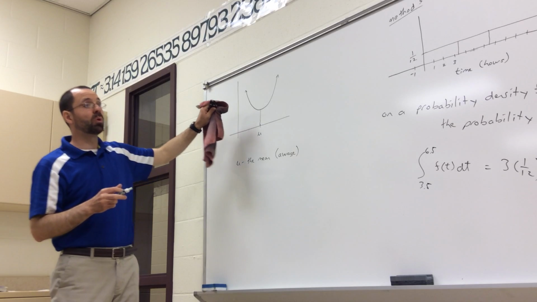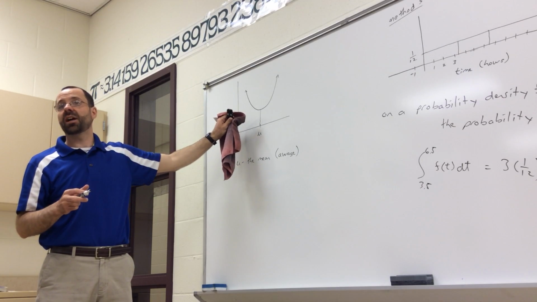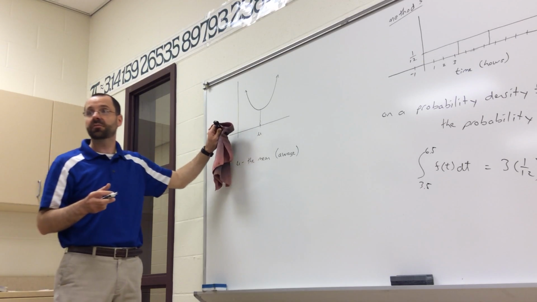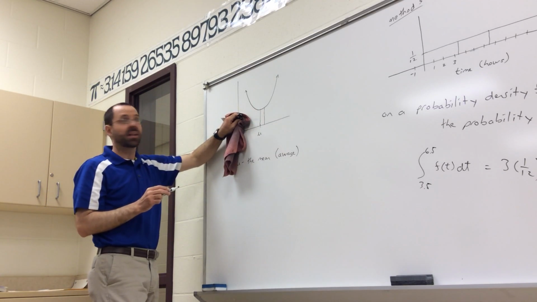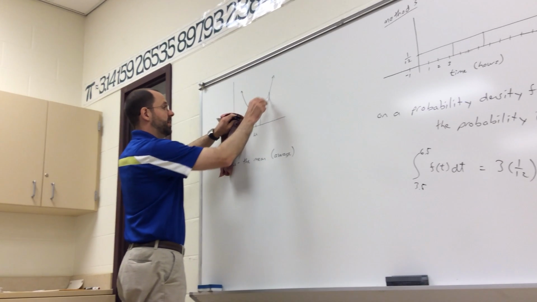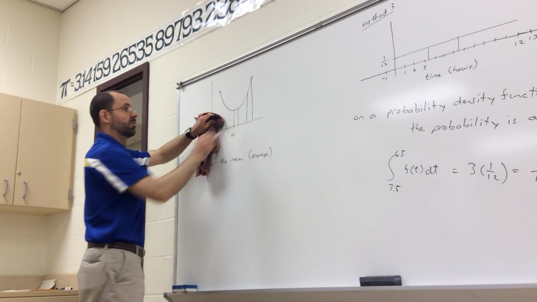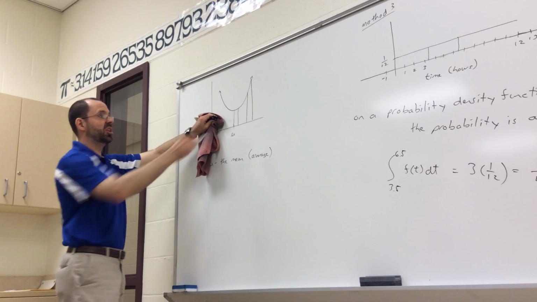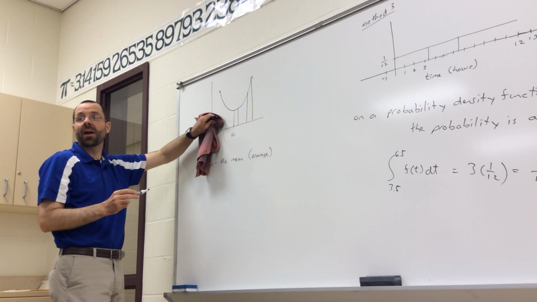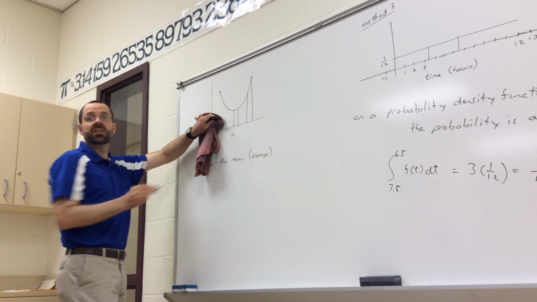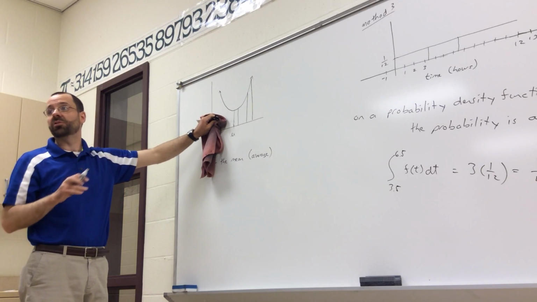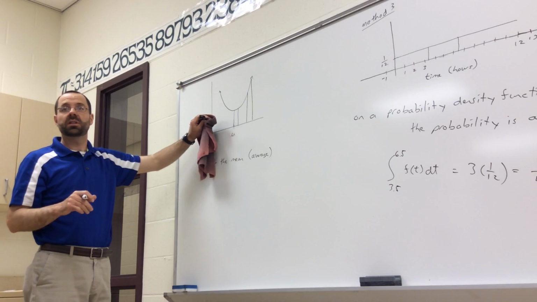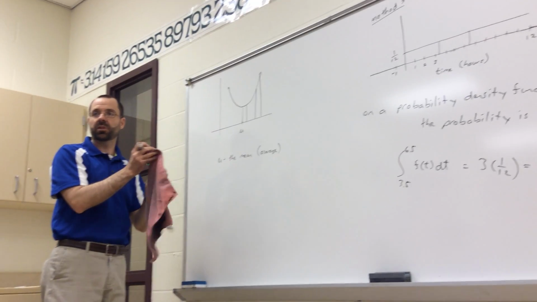Okay, but is it more likely to be close to average as opposed to far away from average on this graph? No, because if you find the area close to average, that's less area than here, where there's more area, right? So the chances of being far away from average are higher than the chances of being close to average on this graph. So this graph does not meet both of those requirements. It does meet the first one, but it doesn't meet the second one.